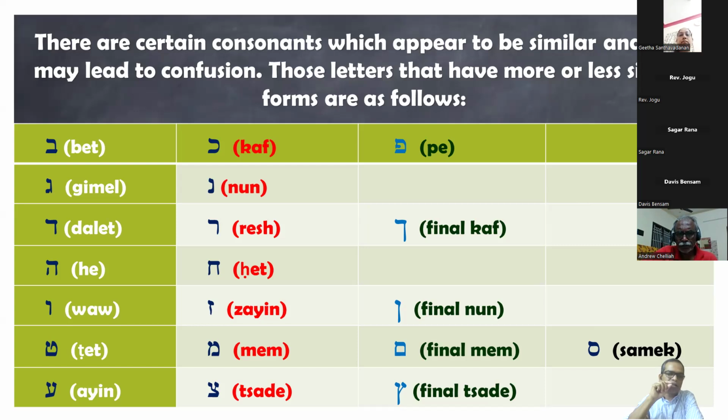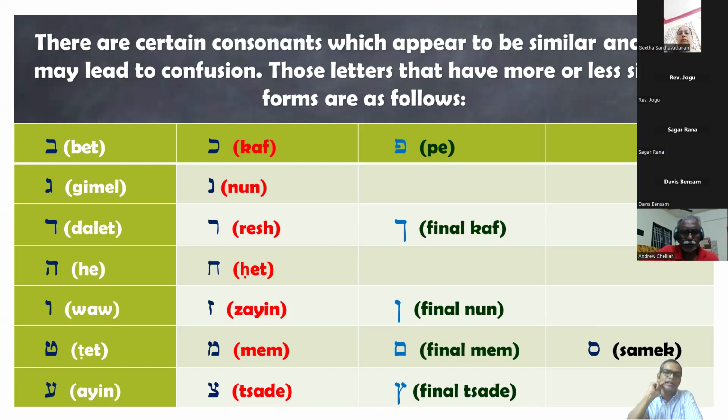Then Dalat and Resh, you should not be confused. Dalat: both horizontal and vertical lines are straight, not in a bent form. But if you see Resh, you can see a curve. And then you see the final form of Kaf. Many people will write the Dalat like the final form of Kaf. The final form of Kaf looks like Dalat, but the vertical line is extended down.